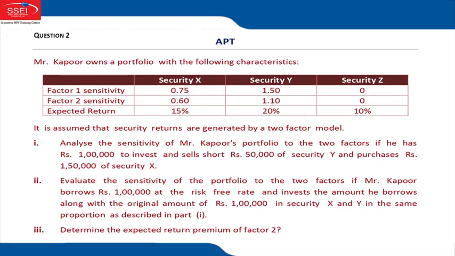You can see that there are two factors over here, factor 1 and factor 2. And they're given two stocks, X and Y.